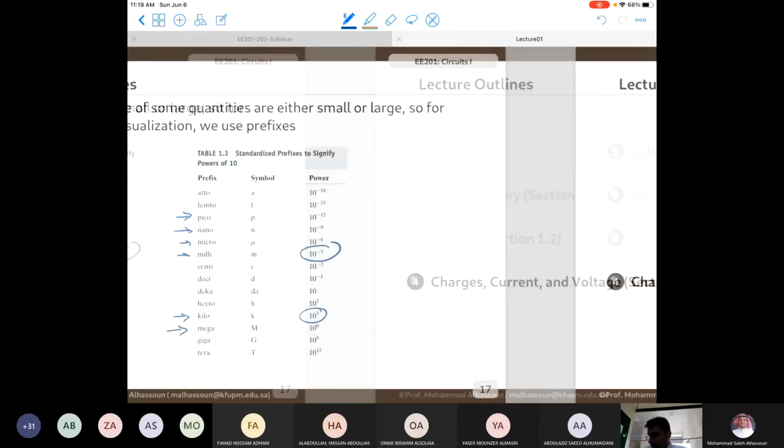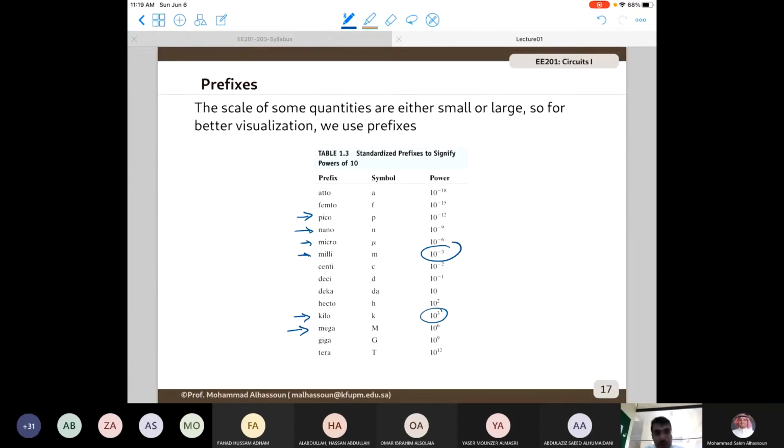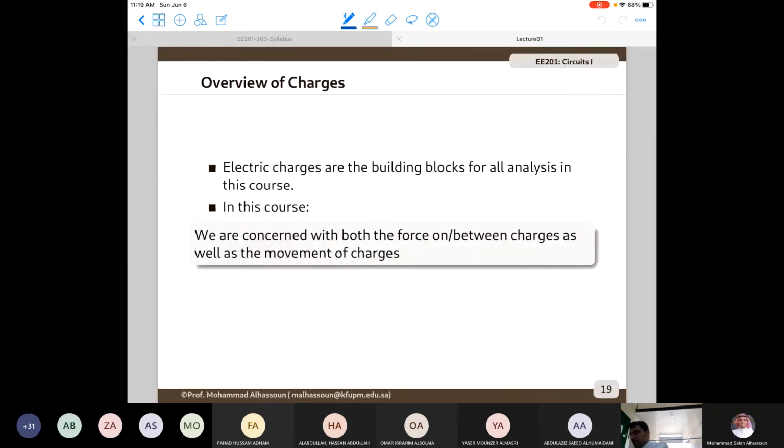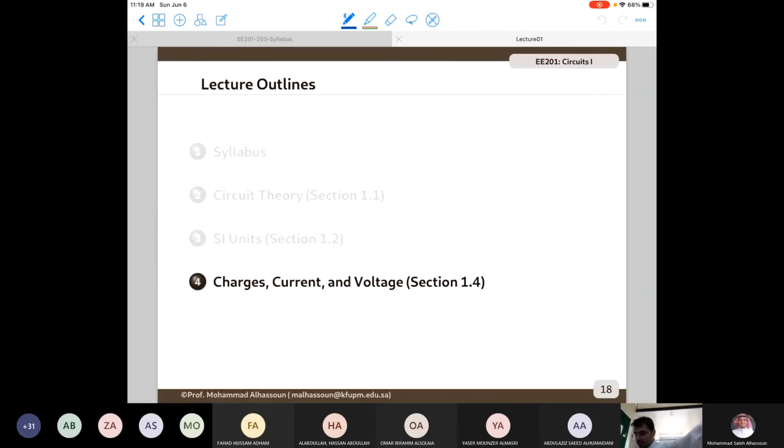This is something that we are all familiar with. You probably have studied it in chemistry 101, physics 101. So it's just restating the obvious. The very first thing that we're going to cover that's not part of what we've covered before is actually the definition for the charges, current, and voltage.